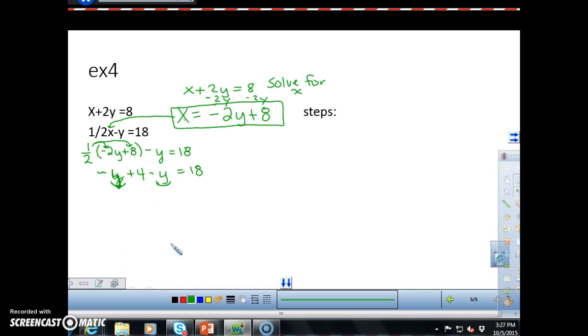Sorry, 1y, negative 1y. Combine like terms. We're going to divide. So negative 7. Y equals negative 7. So that I can find it later.